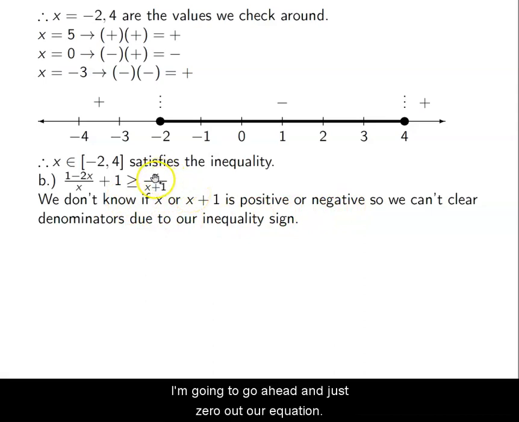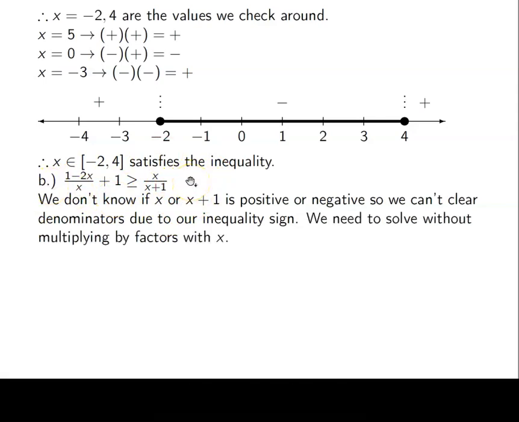That's why we're going to go ahead and just zero out our equation first, because if we clear out the denominators, that's going to change things quite a bit, and it's going to give us a bad answer. So pro tip here is when you have the rational inequalities, just zero it out, okay? Do not try to clear the denominators in these cases.